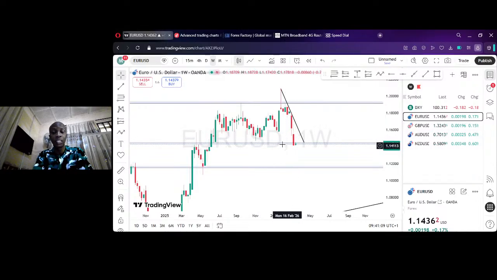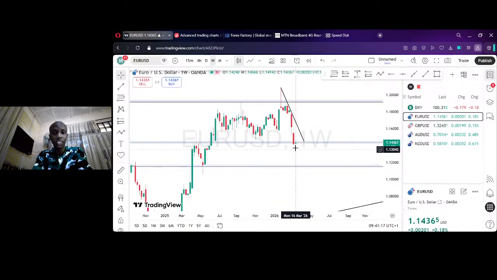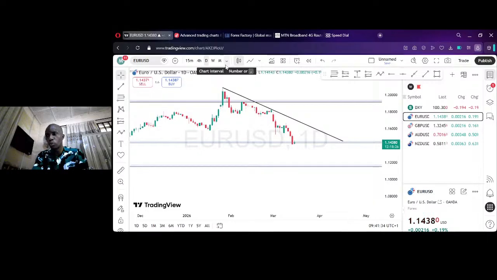If price can close below this support level, if we can get a weekly candle break and close below the support level this week, we should see the Euro dollar pushing to 1.12000. That will be the next level target on Euro USD, provided this level is taken out. So coming to the daily time frame is where we look for the immediate trend within the overall trend.